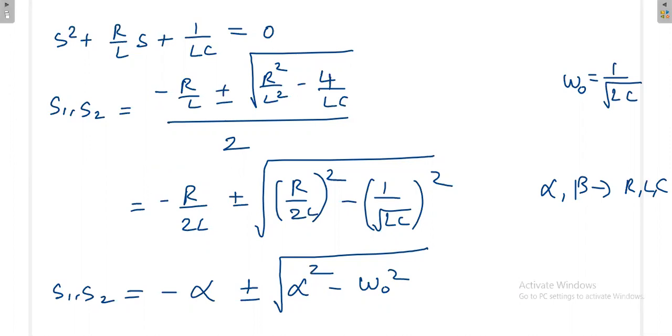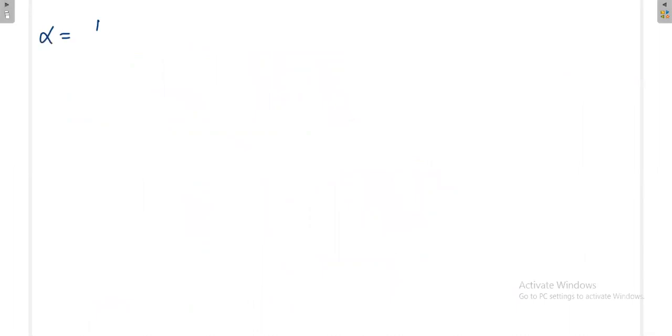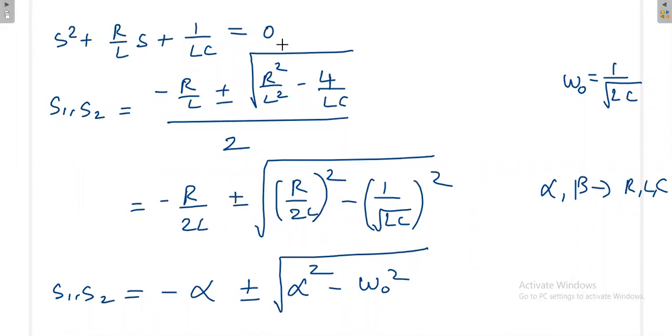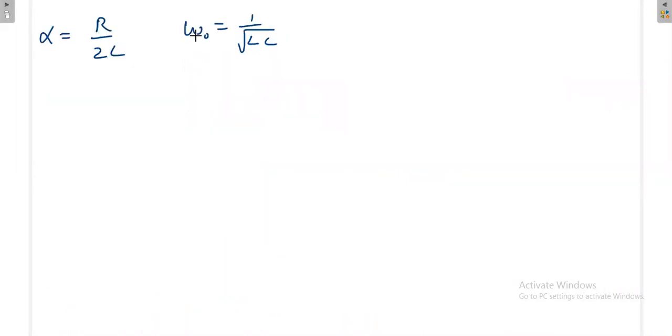So now what is alpha? Alpha is simply R by 2L. Omega naught is simply 1 by square root of LC. So from an exam point of view, you have to remember this: what is alpha, what is omega naught. This much derivation is not needed in the exam, but the final result is important. If it is a series RLC circuit, what is alpha? That is R by 2L, and omega naught, you already know, is 1 by square root of LC.